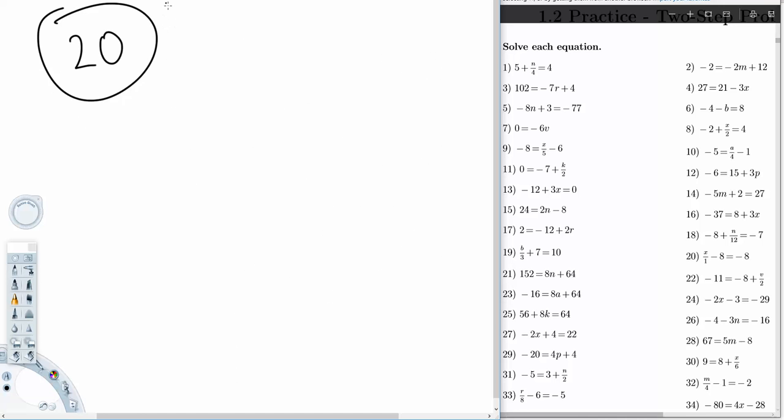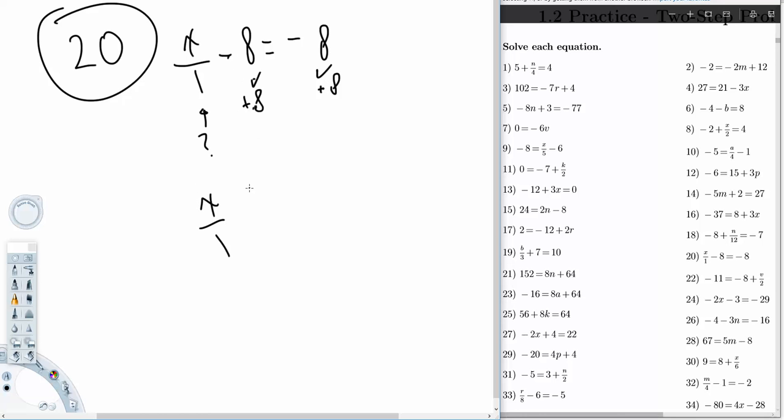Number 20. X minus 1 minus 8 equals minus 8. Trying to confuse us here a little bit by using the same terms on both sides. So x minus 1 is what we don't know. We know what minus 8 is. We have to get rid of this minus 8. So what we're going to do is we're going to add 8. However, we're going to add 8 here too. So that becomes x over 1 minus 8 plus 8 equals 0 equals minus 8 plus 8 equals 0.